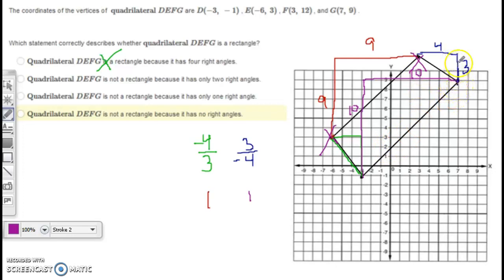Right here, I would need the slope of the blue and the purple to be opposite reciprocals. Blue and purple are not opposite reciprocals, that's not 90 degrees. And down here, I would need purple and green to be opposite reciprocals. Again, that's not 90 degrees. So it has no right angles. None of those are going to be perpendicular.